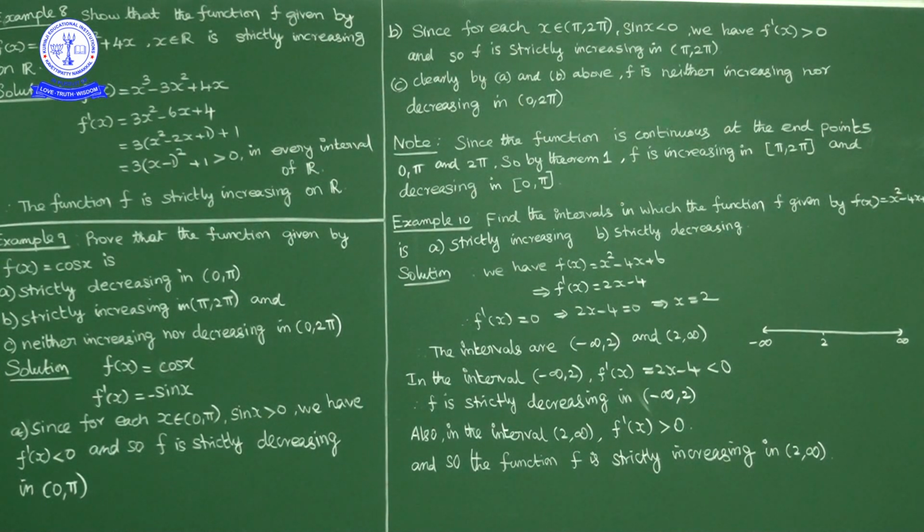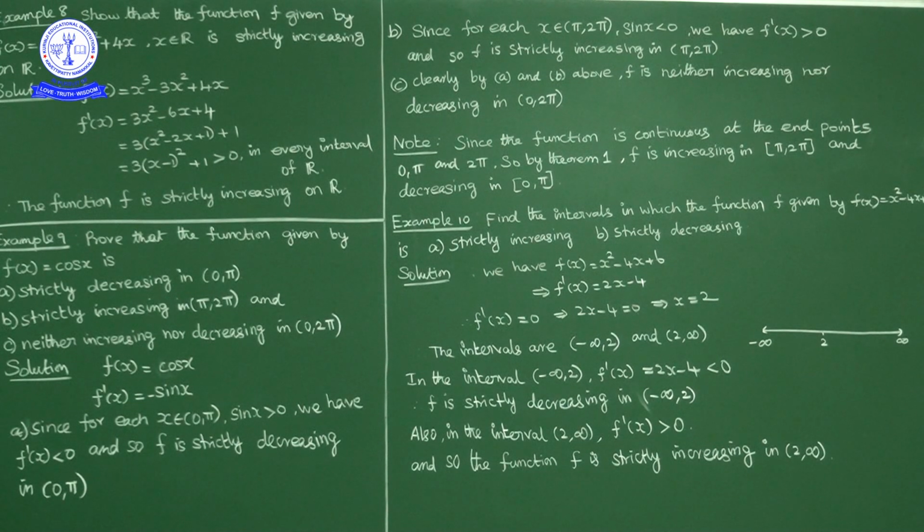Sin x is negative in the third quadrant and fourth quadrant, where x belongs to pi to 2 pi. Then minus sin x is positive, which means f dash of x is positive. So f is strictly increasing in pi to 2 pi.